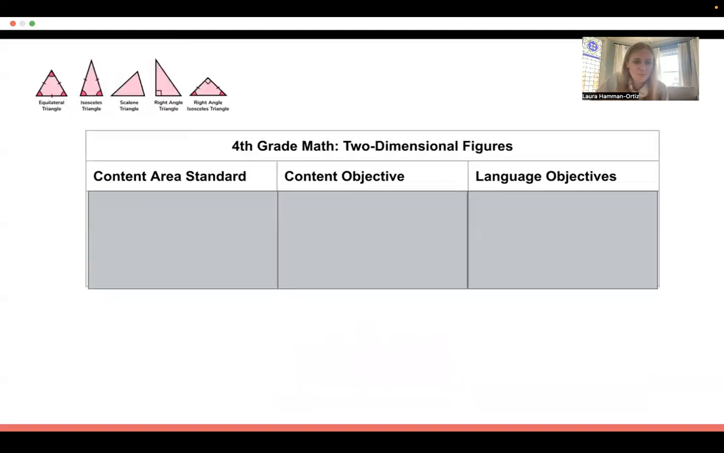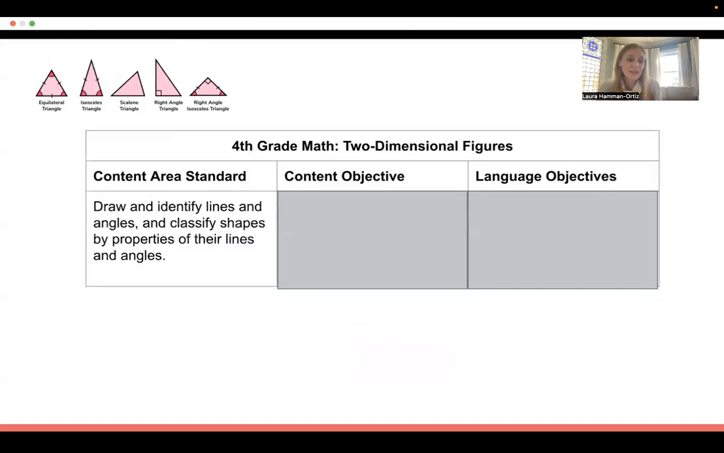Let's look at another example. All right, 4th grade math, learning about two-dimensional figures. The content area standard for this one is draw and identify lines and angles and classify shapes by properties of their lines and angles. So this is again a nice big standard, where they're drawing lines and angles and they're classifying shapes based on these lines and angles.